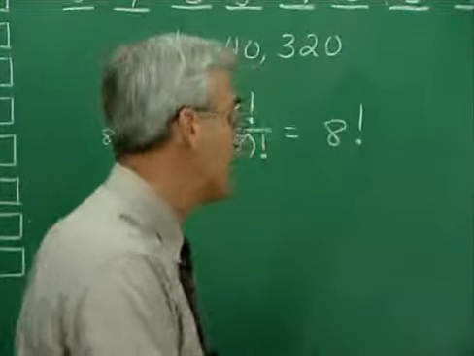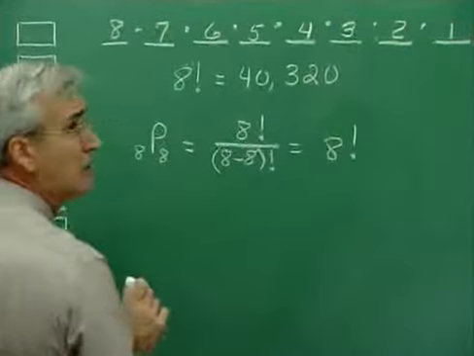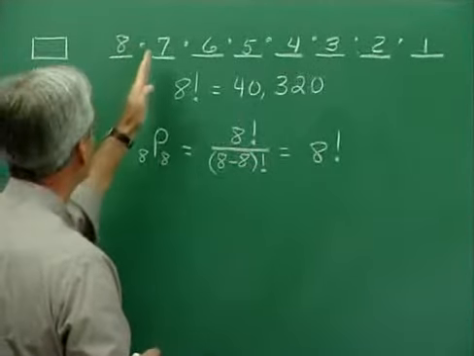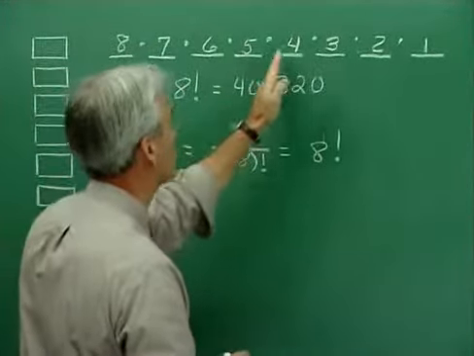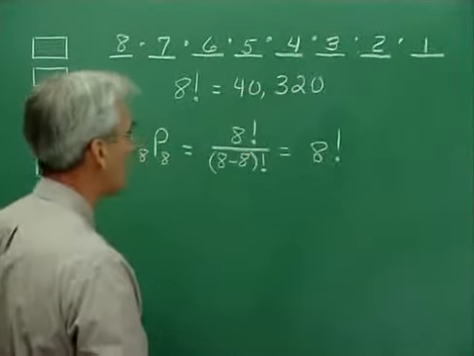We can put all 8 books on the shelf. So it's no surprise then that if we're choosing from this group of 8 and we're listing our choices for each book on the shelf, we have 8 choices for the first book, 7 for the second, 6 for the third, and so on all the way down to 1. That's just 8 factorial, which is 40,320.